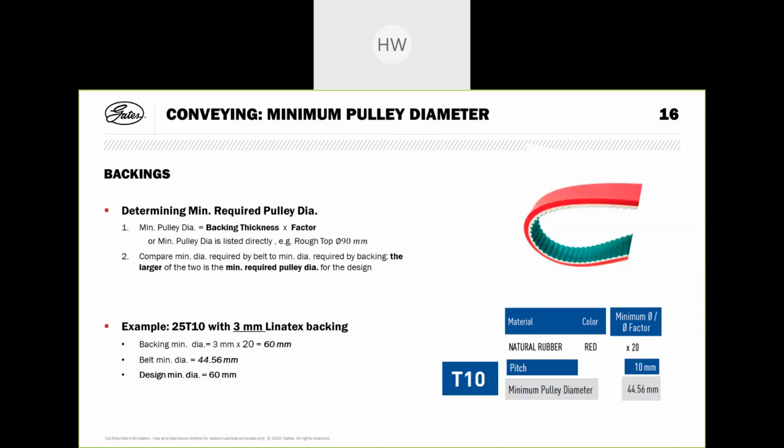If we had just the standard T10 pitch belt without any backing, the minimum pulley diameter would be 44.56 millimeters. So by adding a 3 millimeter Linatex backing, we need to increase the minimum pulley diameter from 44 up to 60 millimeters.